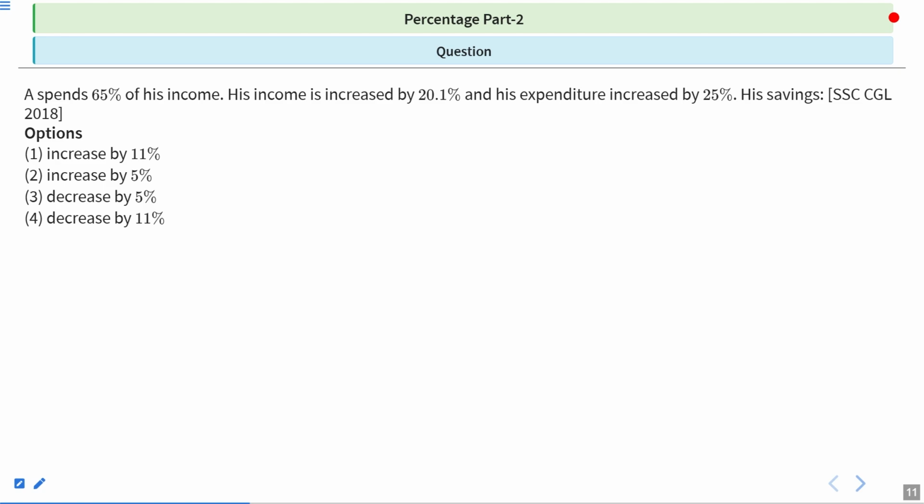A spent 65% of his income. His income is increased by 20.1% and his expenditure increased by 25%. His saving is? Now this question was asked in the SSC CGL 2018 exam. Now there are four options. First one is increased by 11%, second is increased by 5%, third is decreased by 5%, and fourth one is decreased by 11%. Now you have 10 seconds to solve this question. Your time starts now.